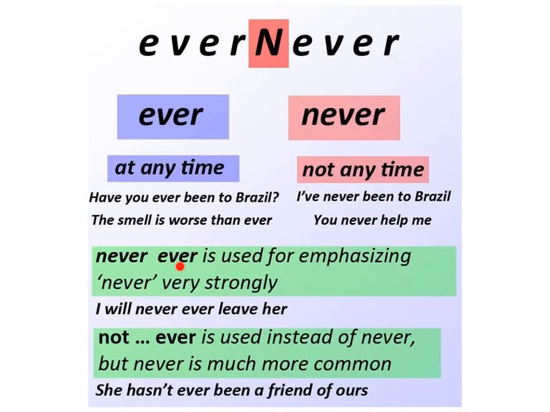So, never ever, it's a phrase. We can put them together. Never ever is used for emphasizing never very strongly. I will never ever leave her. It would be something like jamás, pero nunca jamás. Yes? Not ever is used instead of never, but never is much more common. For example, she hasn't ever been, but it is more usual to say she has never been.